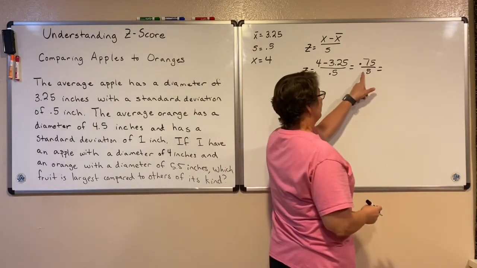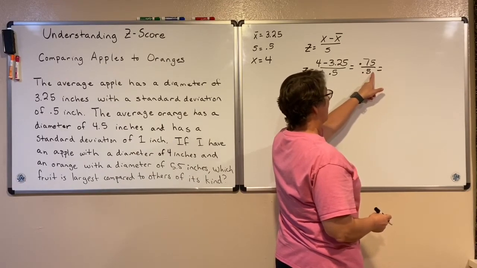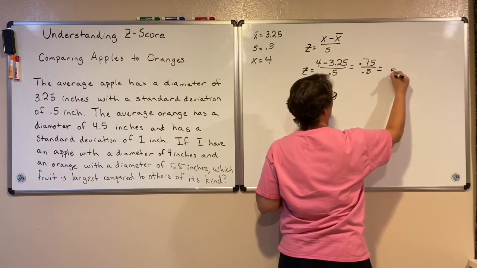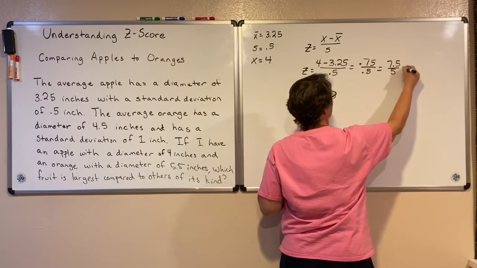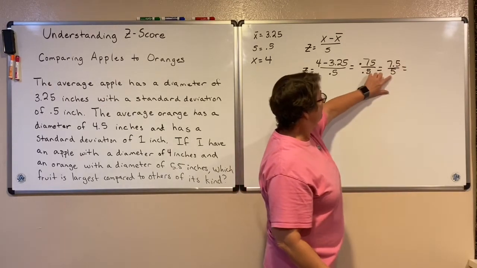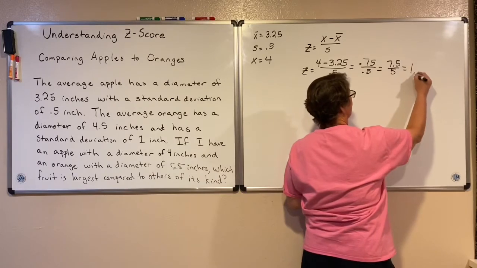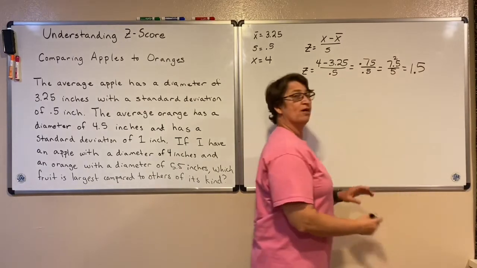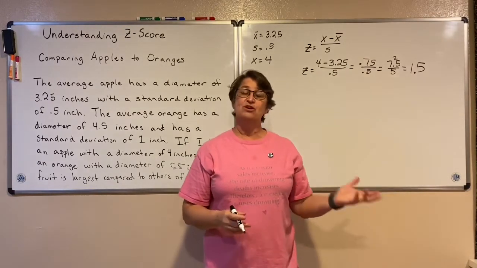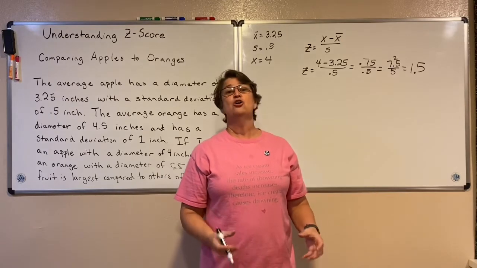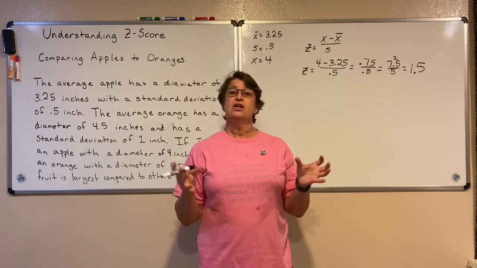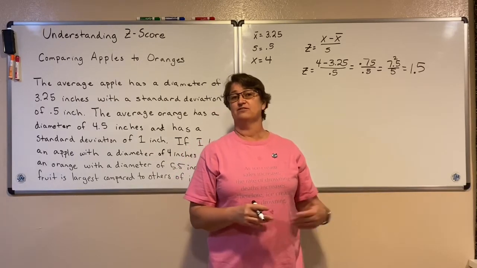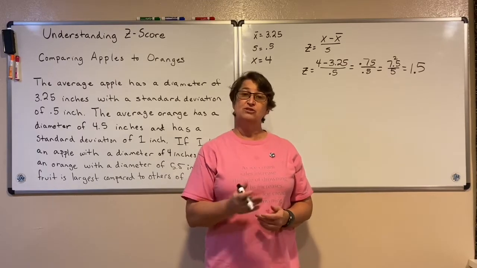In order to get rid of the decimals, I'm going to multiply the bottom by 10 and the top by 10. So I just have 7.5 divided by 5. So now 5 goes into 7 one time with 2 left over. 5 goes into 25 5 times. So this apple is 1.5 standard deviations above the mean. So if we look at all apples, we can see that this is above average, and it's above average by 1.5 standard deviations. Now I'm going to do the same thing with my orange.